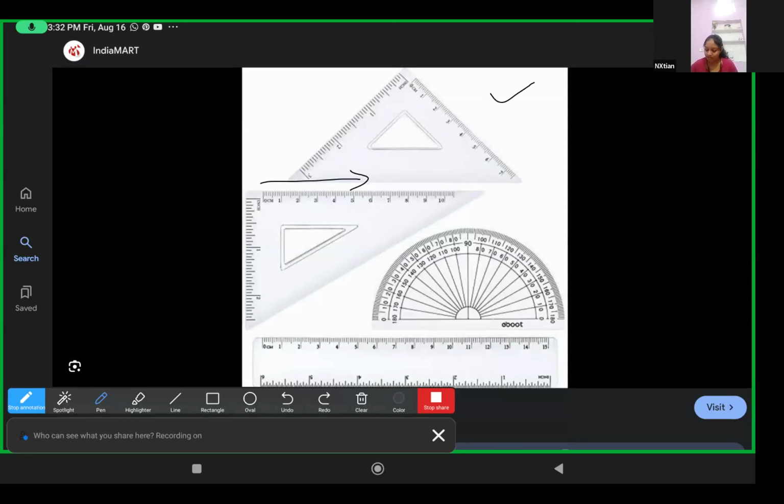So you can make angles with it, you can draw a line with it, and you can draw squares and rectangles with your set squares. All right. So now for the time that's left, just one minute.